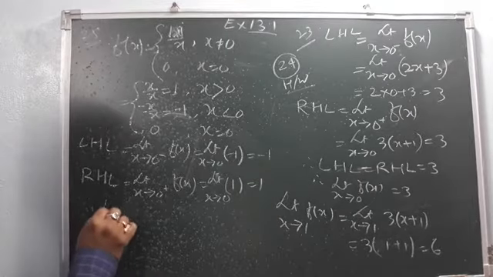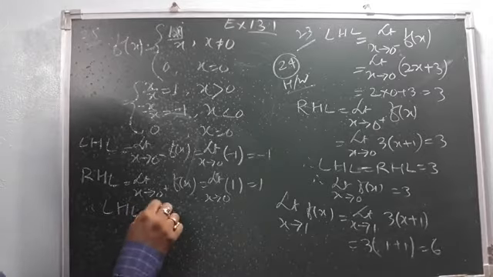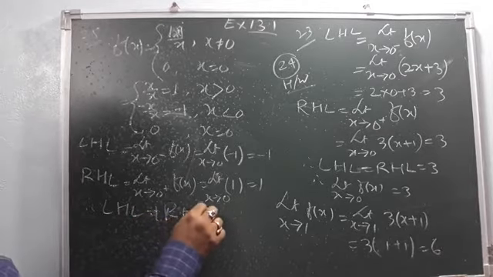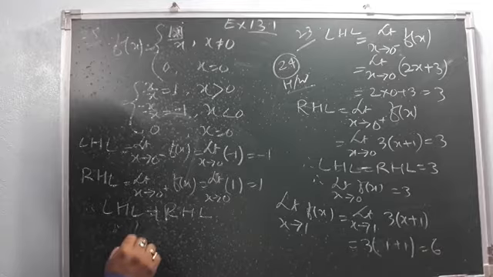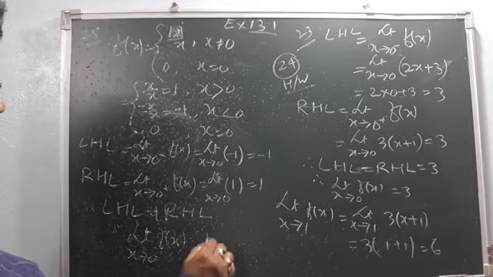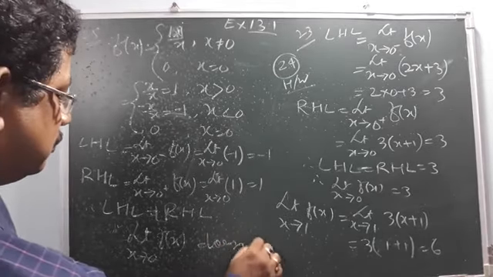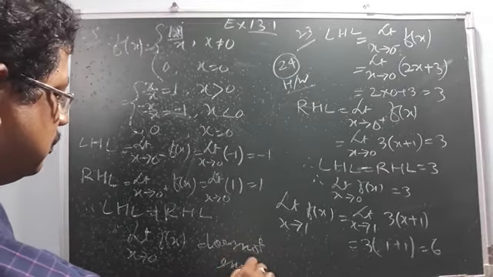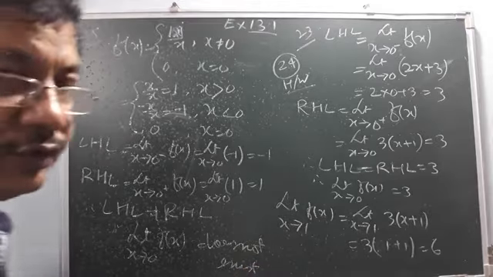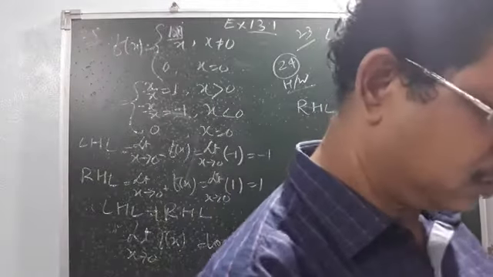So LHL is not equal to RHL, therefore limit f(x) as x tends to 0 does not exist. And this is the answer of this one, that is our lesson.